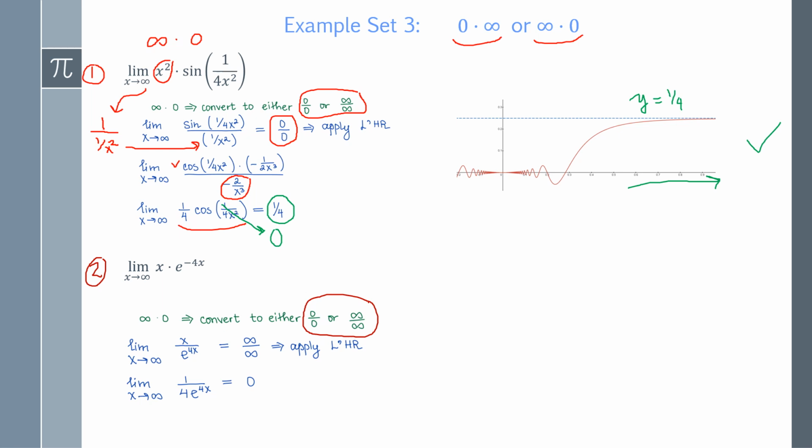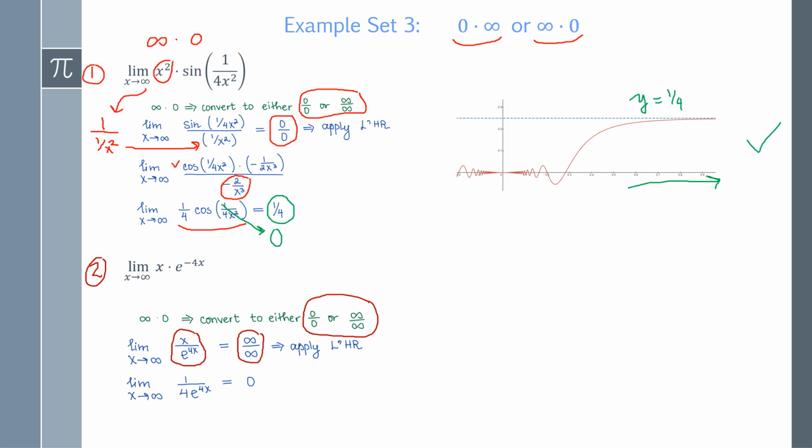So this one is fairly straightforward. We just rewrite e to the power negative 4x as 1 over e to the power of 4x. So it is kind of obvious what to do here. And what happens now? Now we have infinity over infinity. That is one of the two standard forms, and that's good. We can apply L'Hopital's rule.